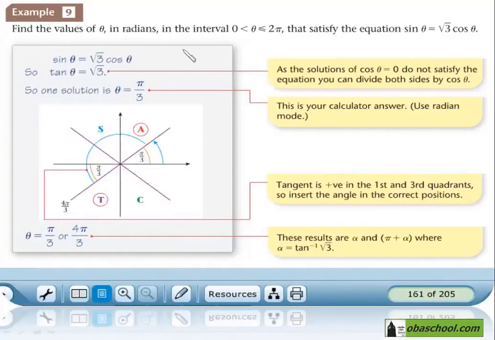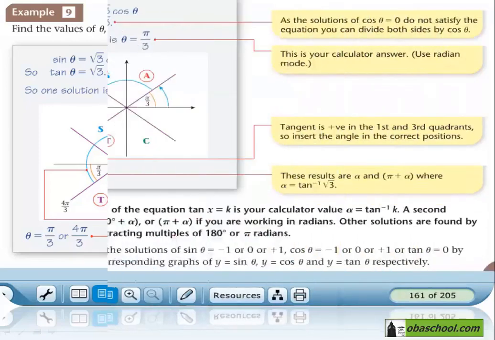Look at the book. As the solutions of cosine theta equals 0 do not satisfy the equation, you can divide both sides by cosine theta. This will yield tan theta equals radical 3. We will use the calculator and we make sure that it is in radian mode. Theta is pi over 3. We represented it on the quadrants and we know that the tangent is positive in the first and third quadrant. So we insert the angle in the correct positions, and by simple calculations we obtain these two angles. These results are alpha and pi plus alpha, where alpha is tan minus 1 of radical 3.